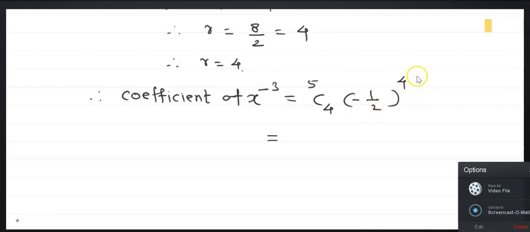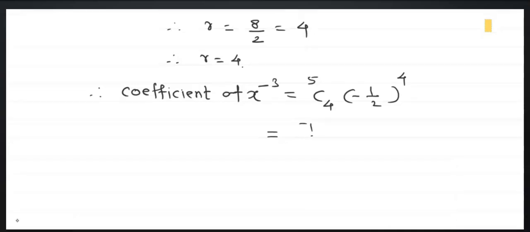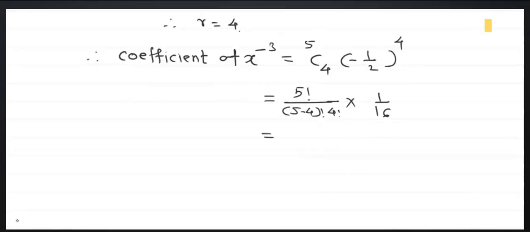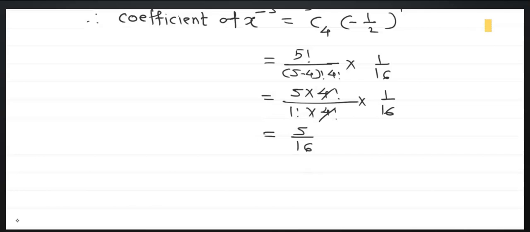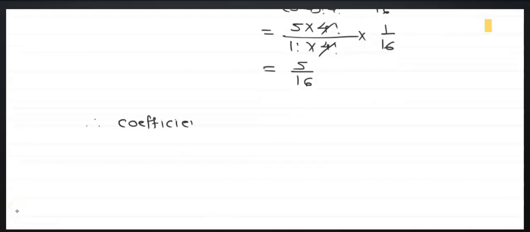(Minus 1 upon 2) bracket raised to 4 means what? 1 upon 16, and find the value of 5C4. Now the value of 5C4 is orally 5, because 5 factorial upon (5 minus 4) factorial into 4 factorial, then you will get its value is 5. Therefore, now see this, we can cancel it. Therefore, we get the answer 5 upon 16. This is the answer. Therefore, the coefficient of x raised to minus 3 is 5 upon 16. This is the answer.